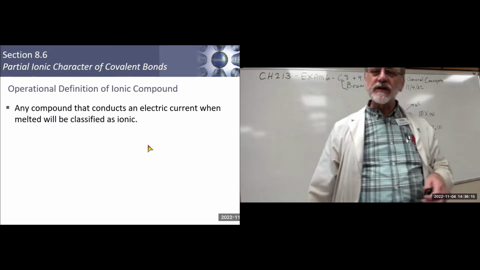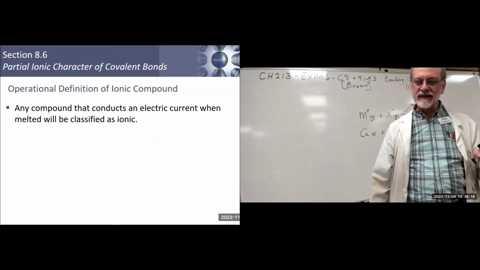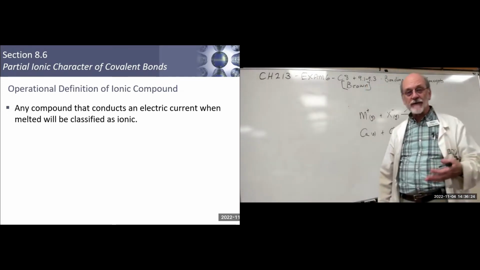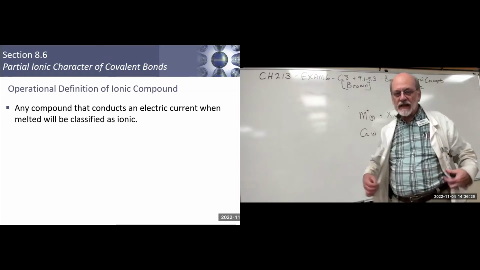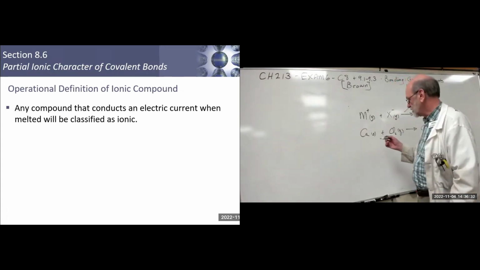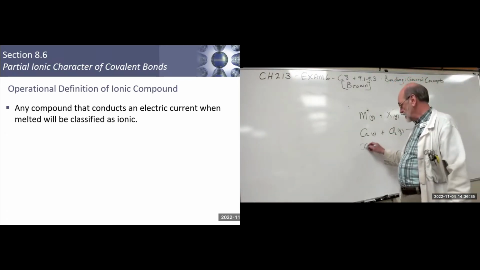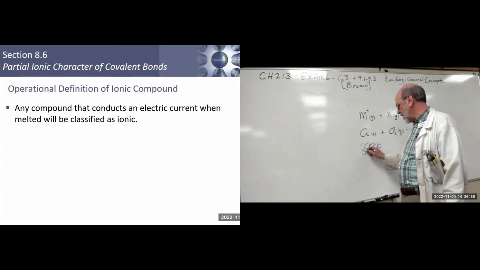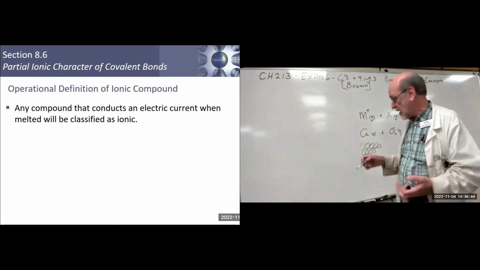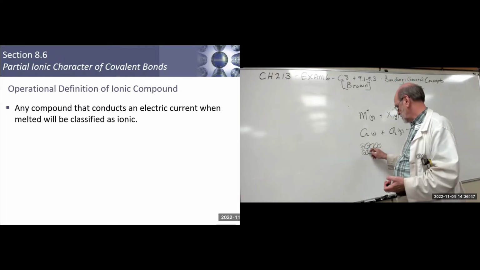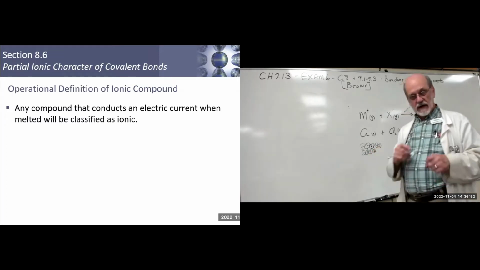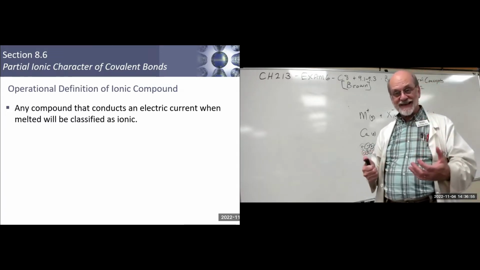Any compound that conducts electric current when it's melted is considered an ionic compound. So this is another one of those operational definitions. Why does the solid ionic compound have to be melted? Think of solids. What is a solid? The atoms, the ions are packed in here and they're locked in place. So if it's an ionic compound, it'd be like that, right? And they're locked in place in that ionic crystal lattice.